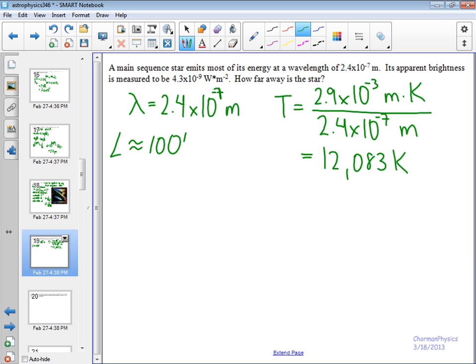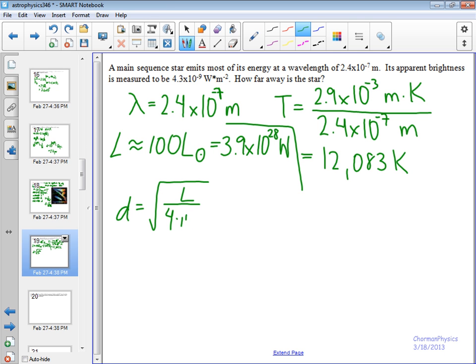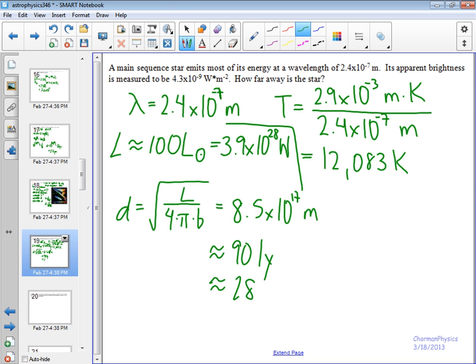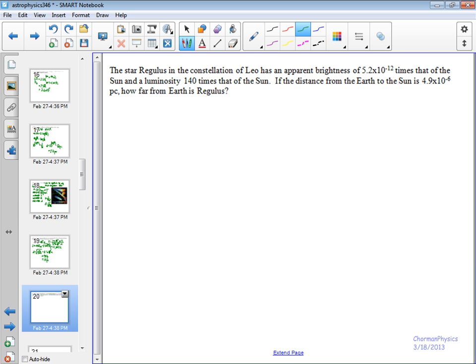So it's 3.9 times 10 to the 28th watts. And from here, we can just solve for d, plugging in for L and b. When we do that, we get a distance of 8.5 times 10 to the 17th meters, approximately 90 light years, doing that conversion, approximately 28 parsecs. So that's pretty much the idea there for spectroscopic parallax.